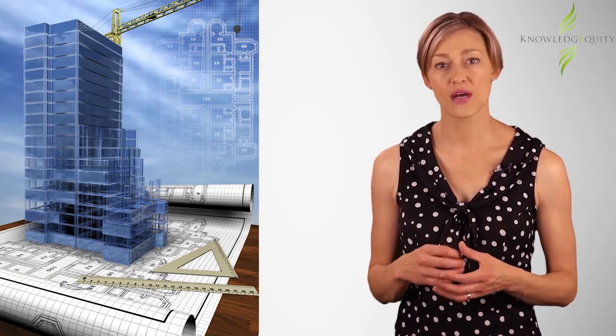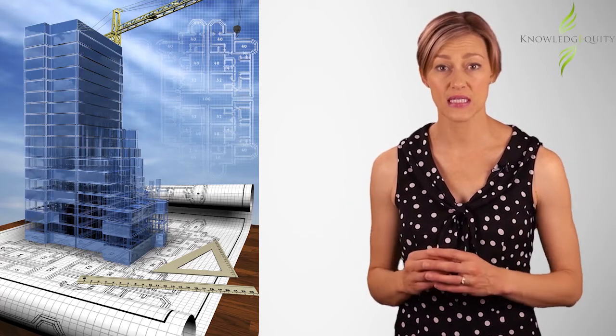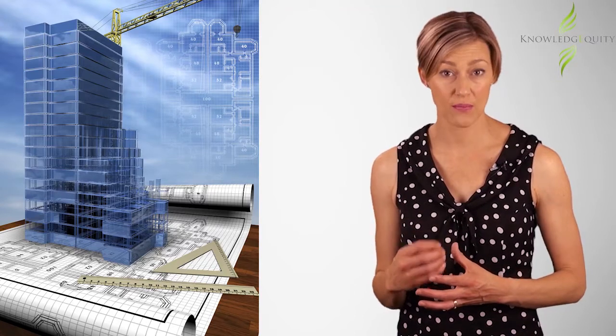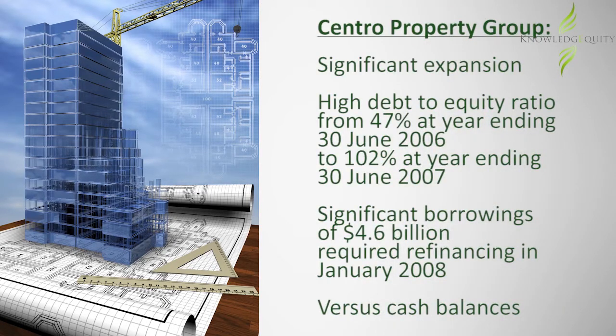We will start with Centro Property Group, an owner and developer of retail shopping centres. This group expanded rapidly in 2006 and 2007 and funded this rapid expansion using interest-bearing borrowings. At the end of June 2006, borrowings were a little over $1.5 billion, and by the 30th of June 2007, they had increased to $3.6 billion. The value of cash and cash equivalents was only $250,000 in 2006 and $191,000 in 2007.